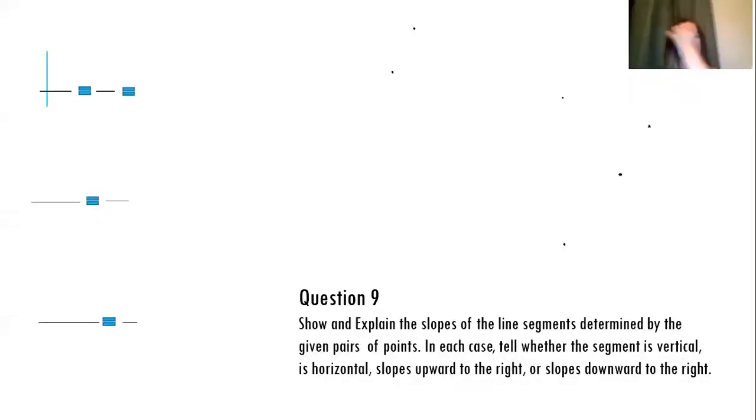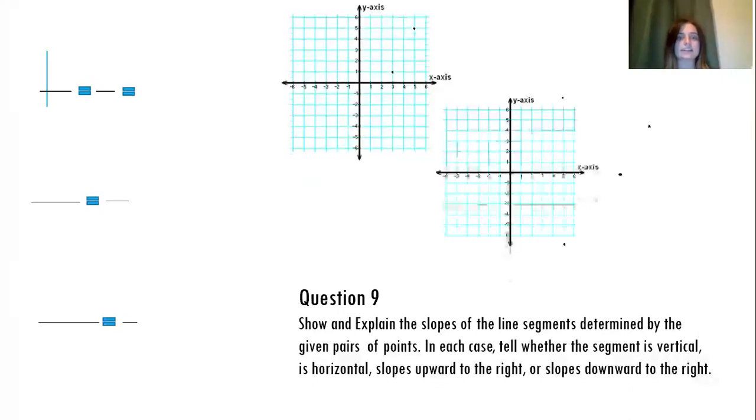So for question 9, we have to show and explain the slopes of the line segments determined by the given pairs of points. In each case, we have to tell whether the segment is vertical, horizontal, slopes upward to the right, or slopes downward to the right. So first we have to know what the slope formula is, and the slope formula is y2 minus y1 over x2 minus x1, and we get these y and x values from the points that are given to us in our problem. So let's start with part A.